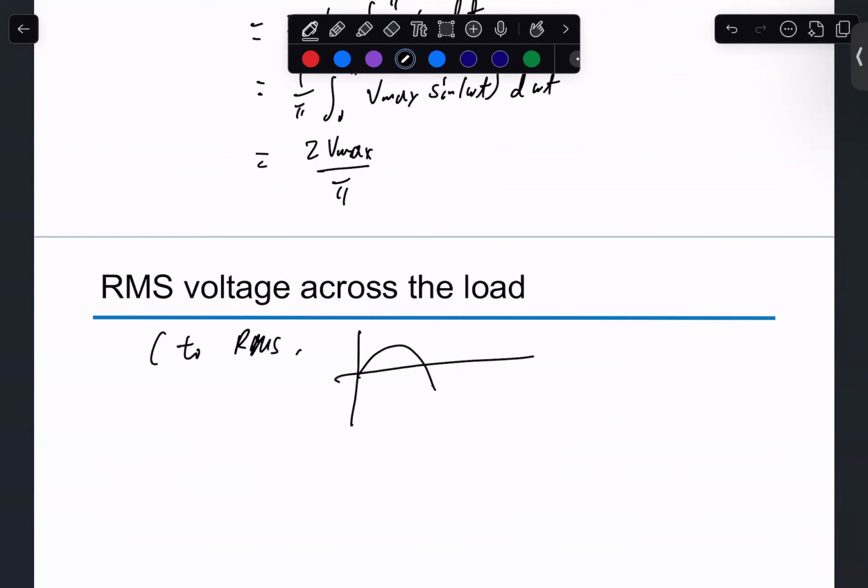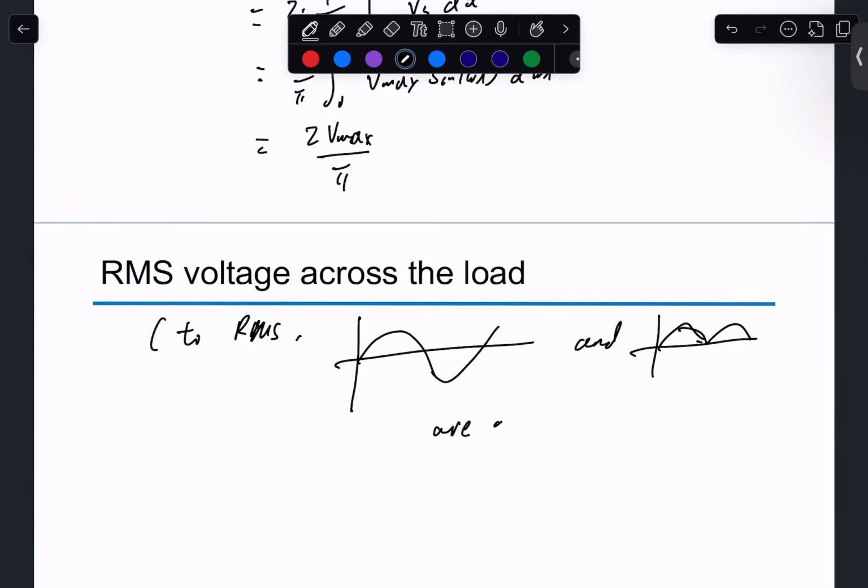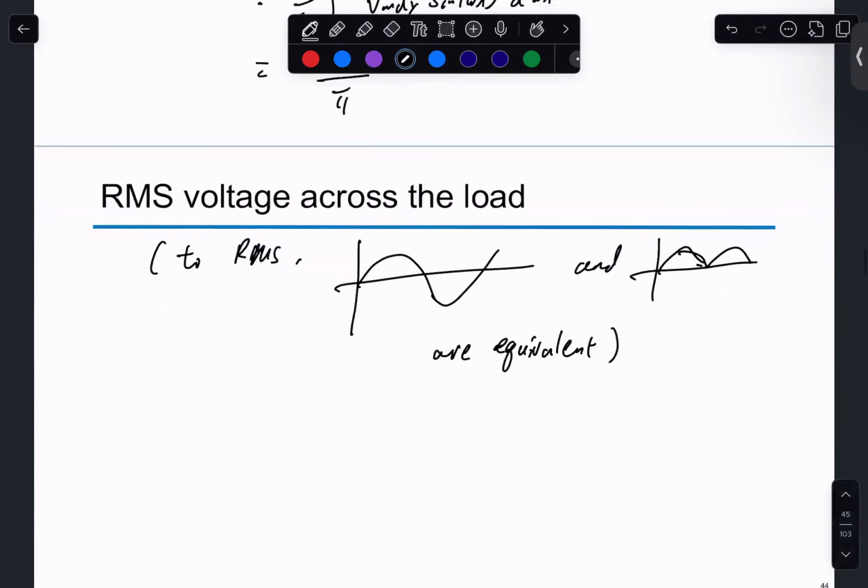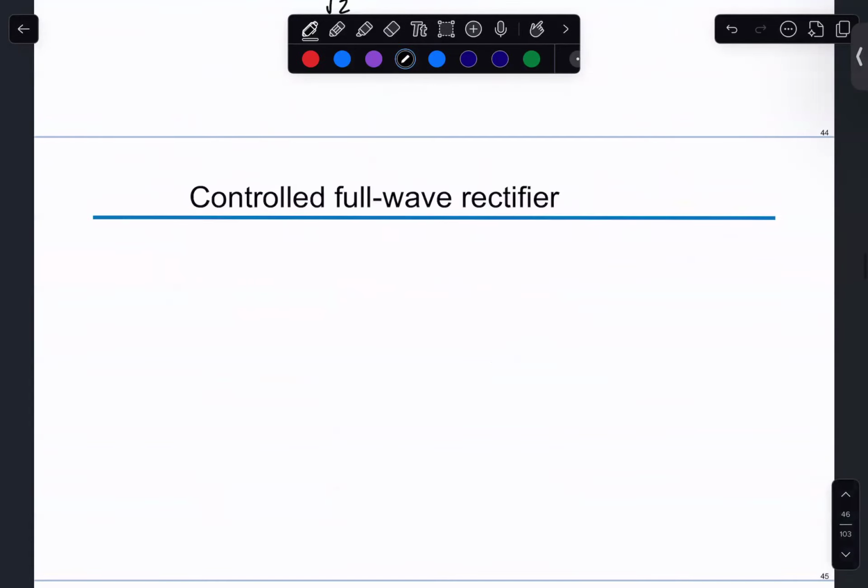And the RMS voltage across the load, we should recognize immediately, first off, is that this waveform and this waveform are equivalent, because we're squaring this anyway. So it really doesn't matter whether it's positive and negative or just two positive parts. We're going to square these. So we already have done this calculation. VRMS is Vmax over square root of 2. Okay, so it's from before. This is the exact same calculation we did before.